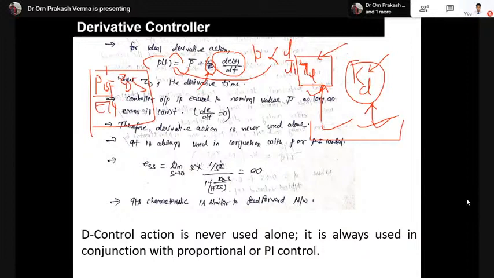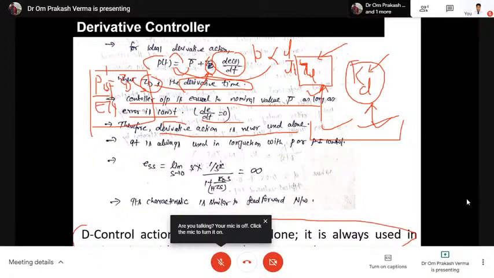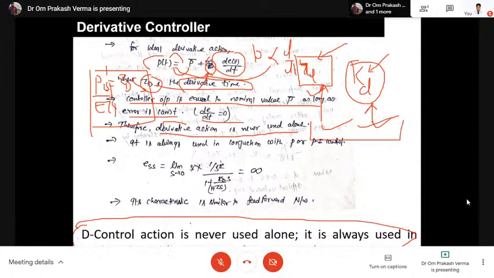Now tau d is known as derivative time, whereas tau I is known as integral time or reset time. The control output is equal to the nominal value p bar as long as the error is zero, no problem. This is a very important line: D control action is never used alone. It is always used in conjunction with proportional control. So why is it not used alone? There are two reasons. First reason, see here.